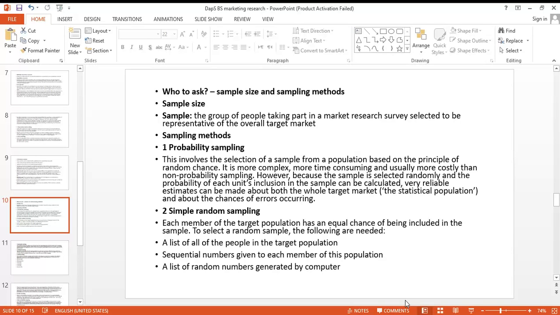Then probability sampling. You see, there are two broad categories of sampling: probability sampling and non-probability sampling. So what is probability sampling? When you are taking people for the research, there's a chance for each person being interviewed. Okay, so there's a chance. It's not necessary that every person will be interviewed in it. The moment that chance appears, we call it probability sampling.